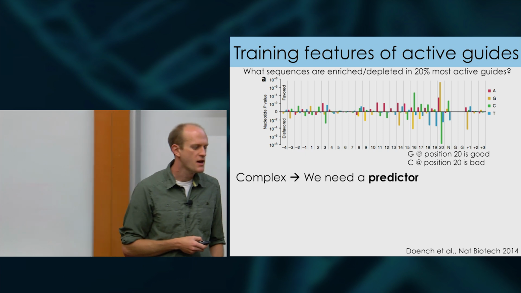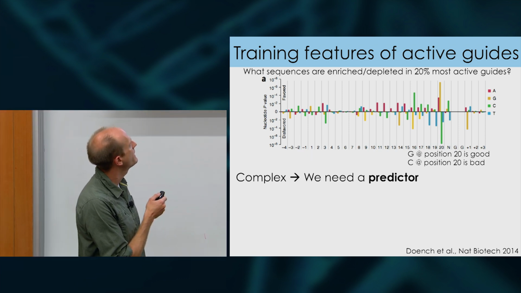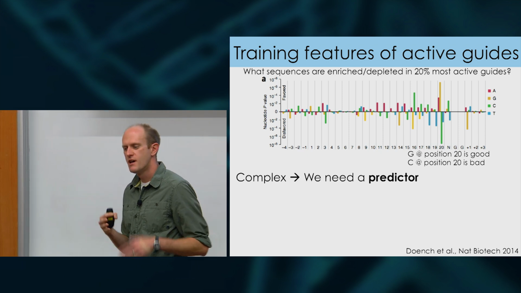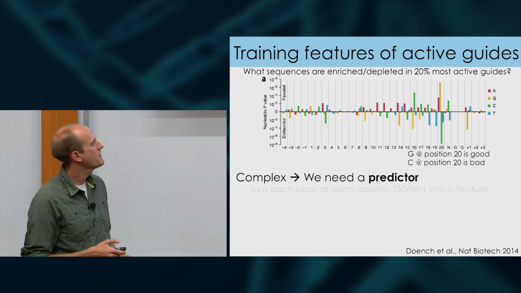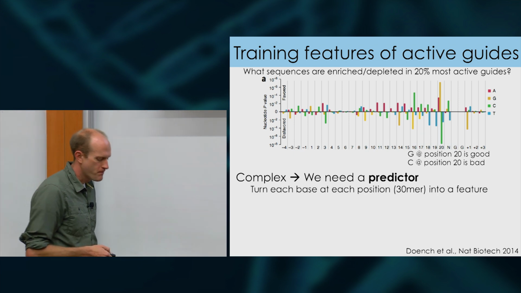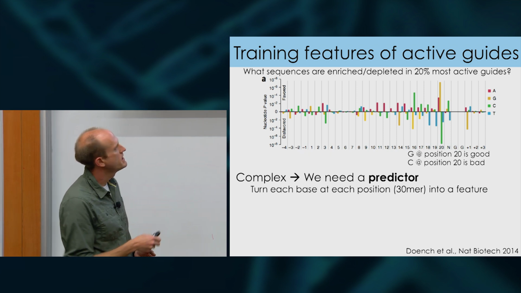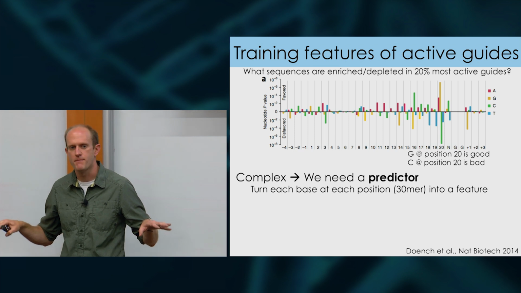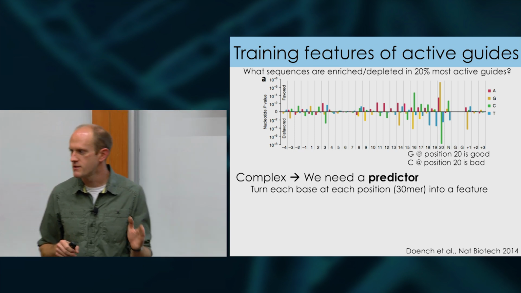And so the idea is we don't want to, every time we have a guide, go back and say, oh, I have an A there, but what if I had a G? And that's a little bit worse. Right, we want to have some sort of computational predictor that can be trained on all this data. So the way this was done is you take each base at every position in a 30mer, so it includes a window outside the protospacer and outside the PAM. You turn it into a feature. So you say, what if there's an A here? What if it's a G here? And then you go to the next base.